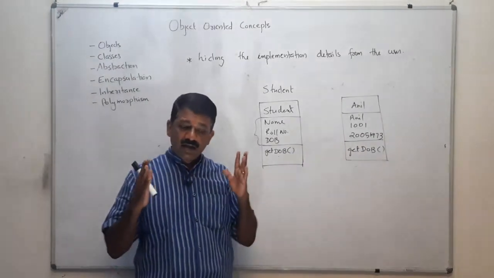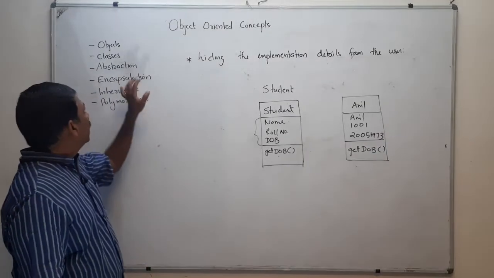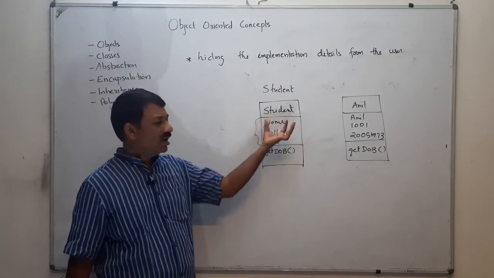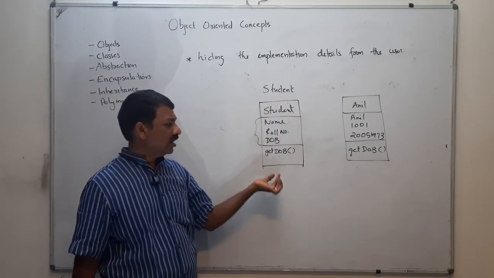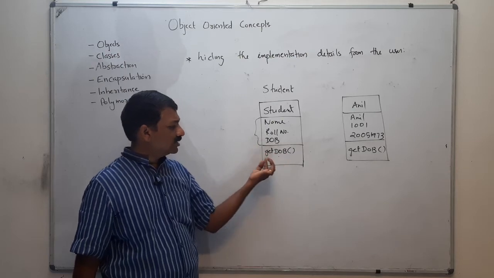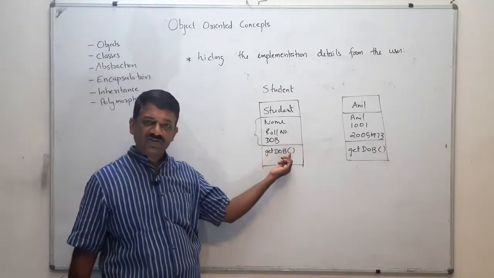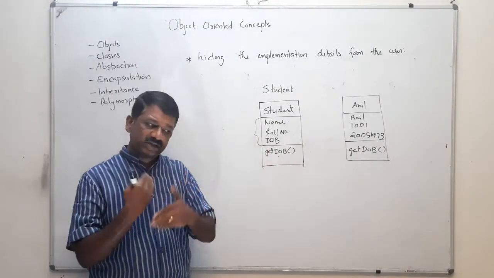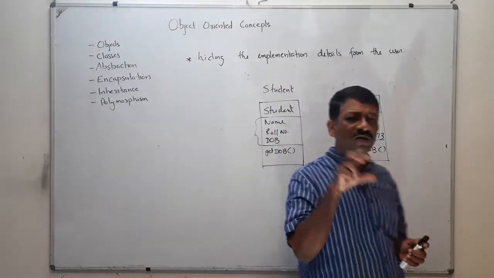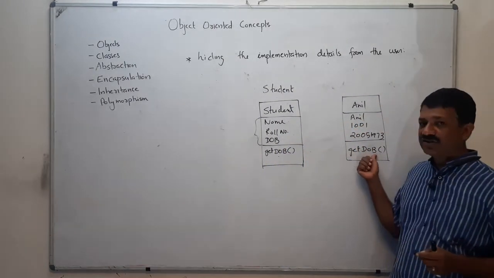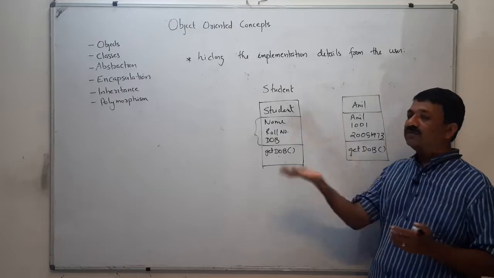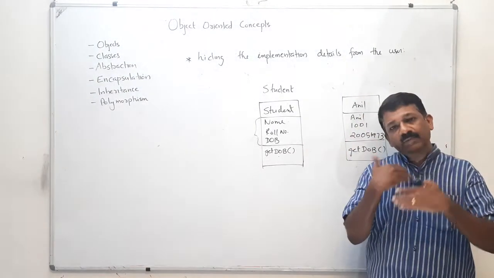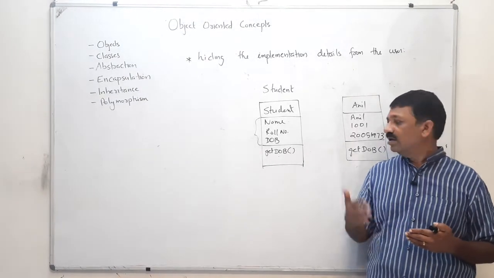That means in simpler terms, abstraction means you have an abstract object. This is the abstract object student, and these details are hidden from the user, and this abstract object has getDOB as a function, and how this getDOB function is executed is hidden from the user. Once you call the getDOB function, then automatically that will return the date of birth of ANIL. Okay, so the implementation details are hidden from the user.